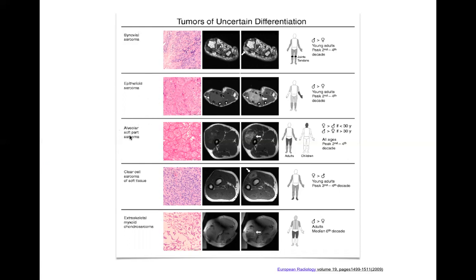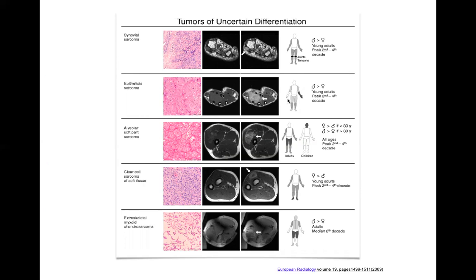Then we have alveolar soft part sarcomas, which show a pattern similar to what we have seen in alveolar rhabdomyosarcomas, but alveolar rhabdomyosarcomas occur in a still younger age group. Alveolar soft part sarcomas occur in a relatively older age group. Then we have clear cell sarcomas of the soft tissue, which occur on the feet. So one in the feet and one in the wrist. So these two tumors are specific of uncertain differentiation.